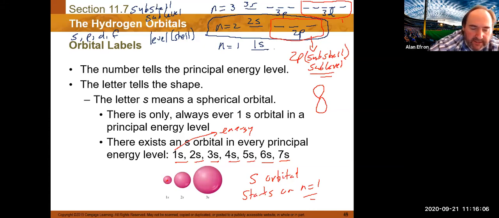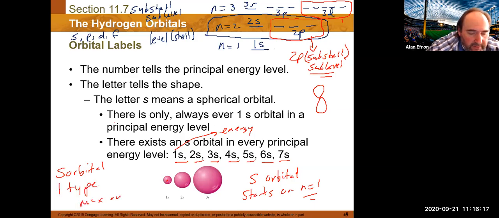So one important thing to remember, especially for electron configuration, is in terms of s orbitals, there is only one type of s orbital, which means if you max out the s orbital, you can only put a maximum of 2 electrons into an s orbital.